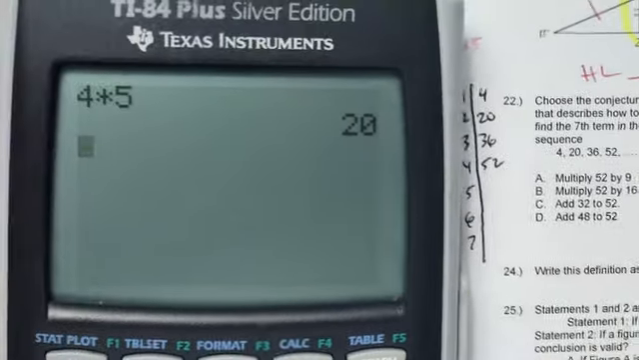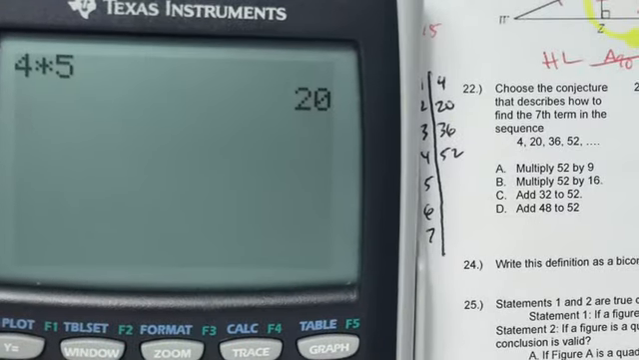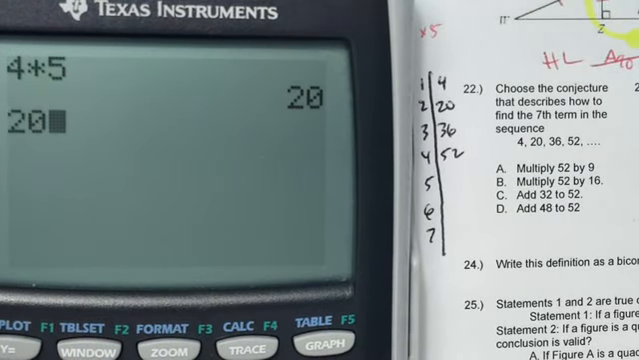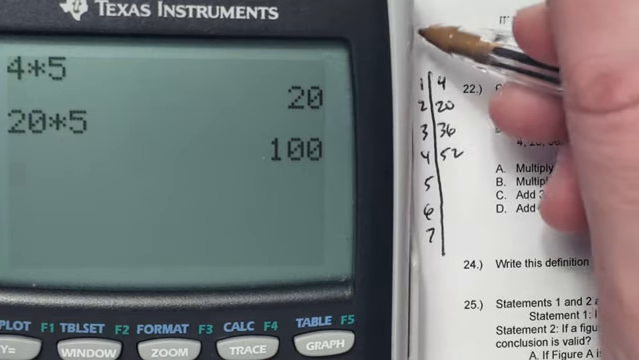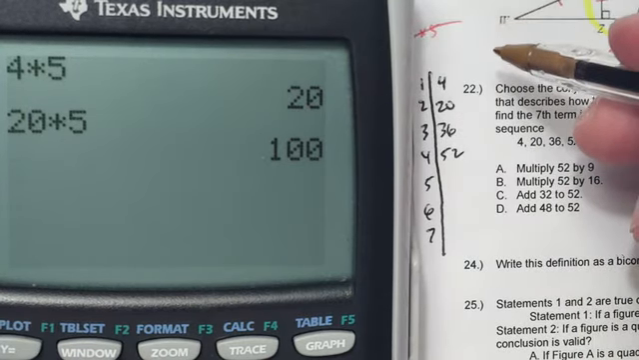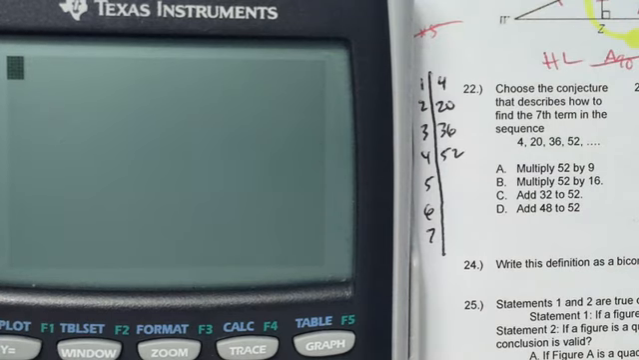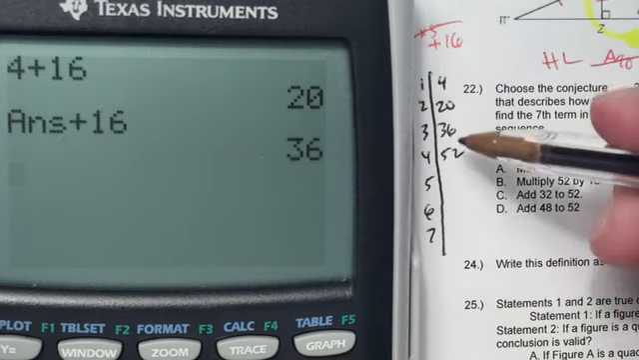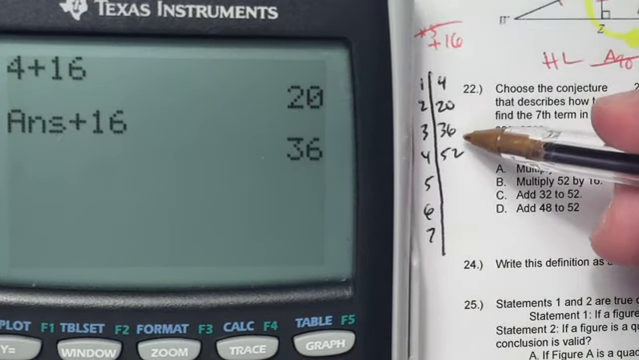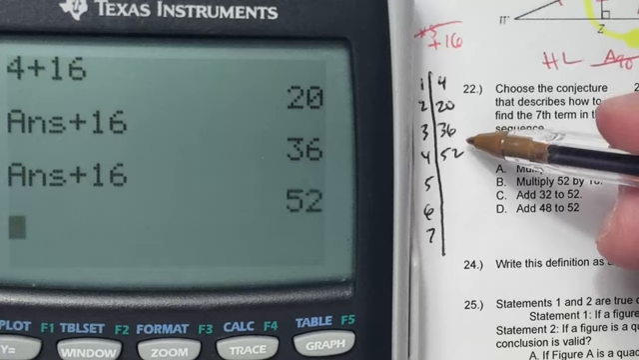If I multiply by 5 again, so I take 20, I multiply by 5 again, ooh, I get 100. Did I land on what I was supposed to? No, that didn't work. So multiplying by 5 doesn't work. So what's another way? So 4, if I add 16, I get 20. If I add 16 again, I get 36. That works so far. Add 16, I get 52.